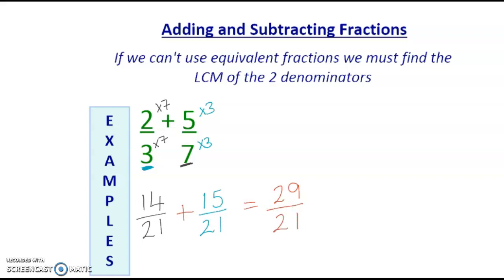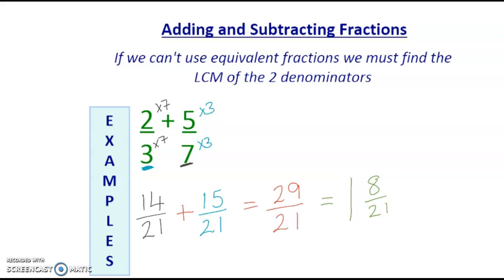Those of you who are looking to push yourselves, extend your answers, you'll see that that is a top-heavy fraction or an improper fraction. And hopefully some of you will be able to convert that for me into 1 and 8 over 21. Don't worry if you can't do that bit. All I'm looking for is 29 over 21. If you can convert it, perfect. But leave it as 29 over 21 if you can't.